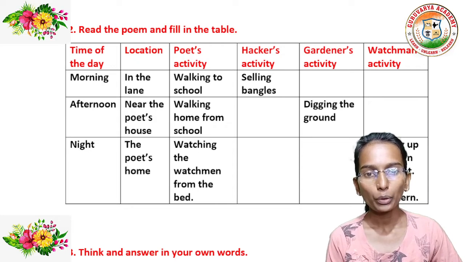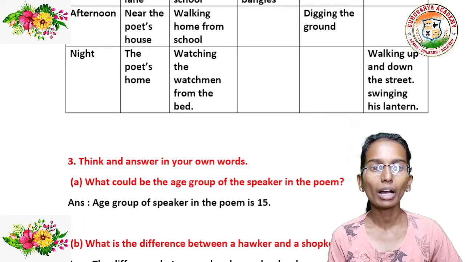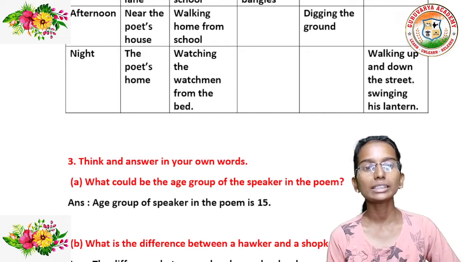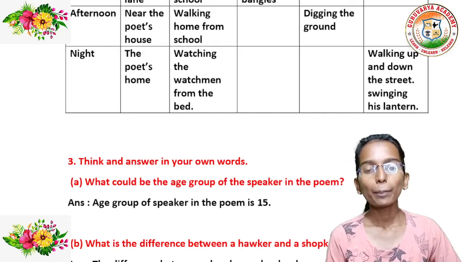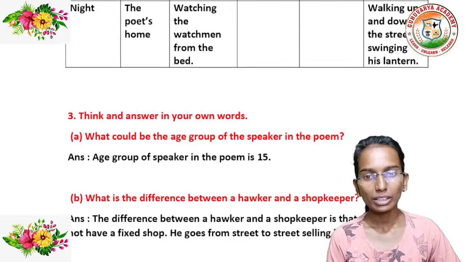Next, at night, location, the poet's home. Poet's activity, watching the watchman from the bed. And watchman's activity, walking up and down the street swinging lantern. Here we complete the second question. Now move towards the third one.